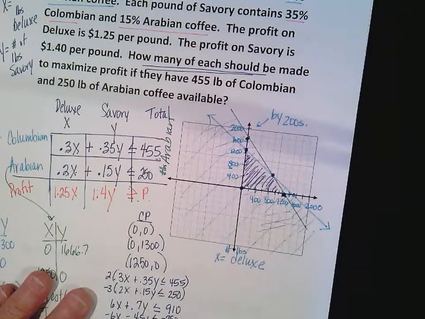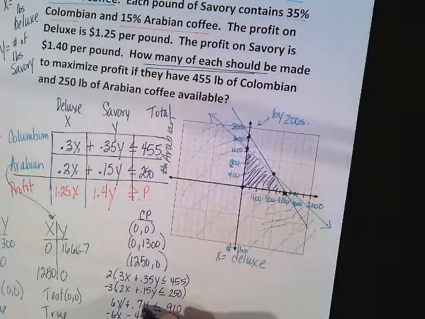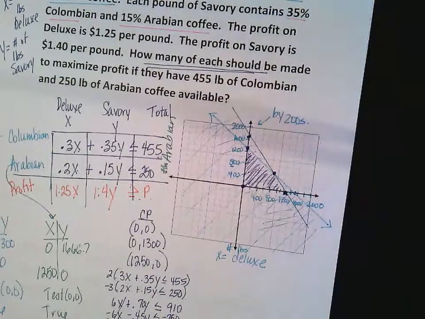Okay, I'm going to solve this. I'm going to eliminate this. So I have 0.7, that's like 0.70, minus 0.45 is 0.25y. And that equals 910 minus 750, which is 160. If I divide both sides by 0.25, I get y equals 640.